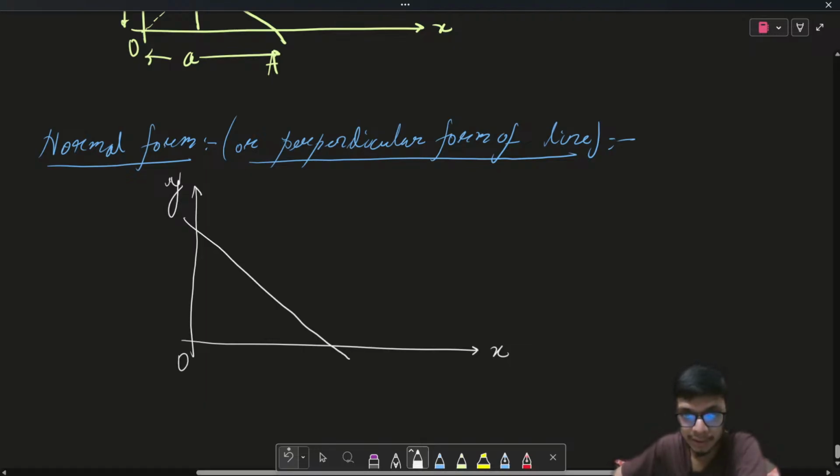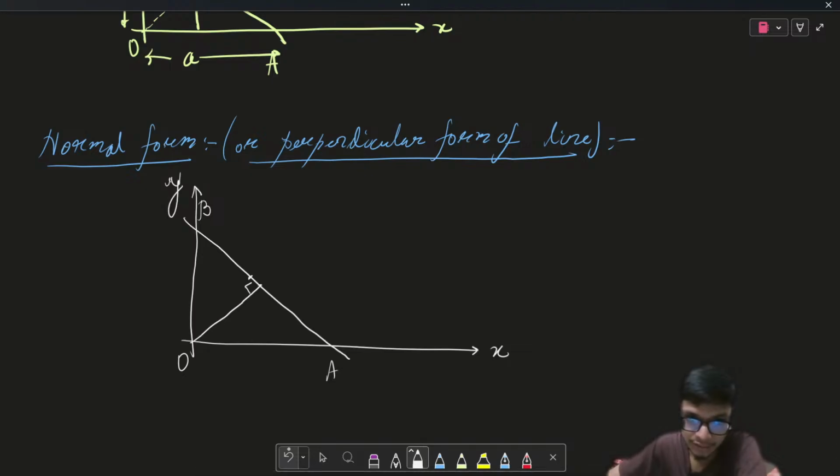So if I have this particular line, let us say this is my line passing through the points A and B, and then let us say I know the perpendicular distance from the origin. This is my perpendicular line, and let us say this is some point Q, and I know the perpendicular length from this origin.